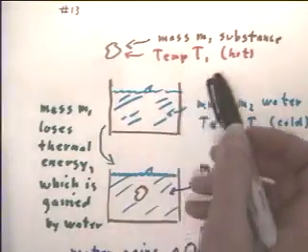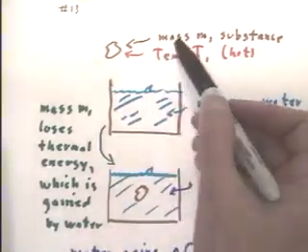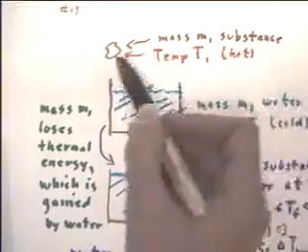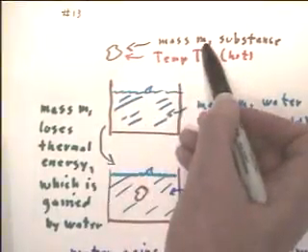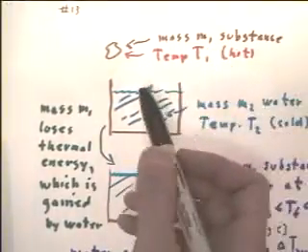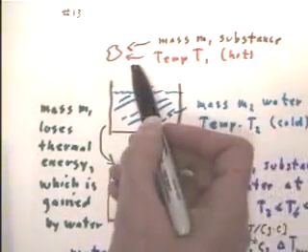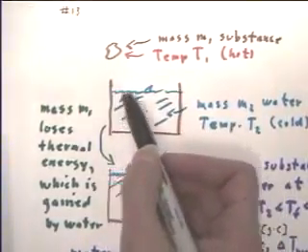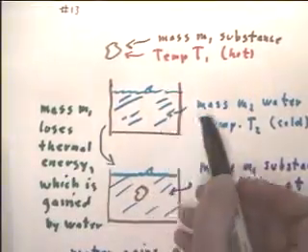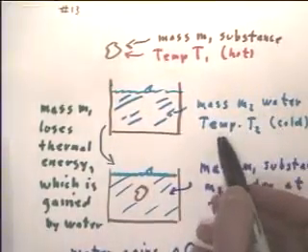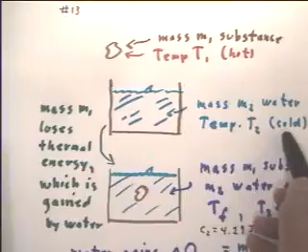Okay, here we have a hypothetical situation where we have some mass m1 of a substance. We know that mass; it'll be so many kilograms or so many grams, at temperature T1, and let's assume that the object is hot. And we've got some water here, mass m2 of water, temperature T2, and the water is cold.